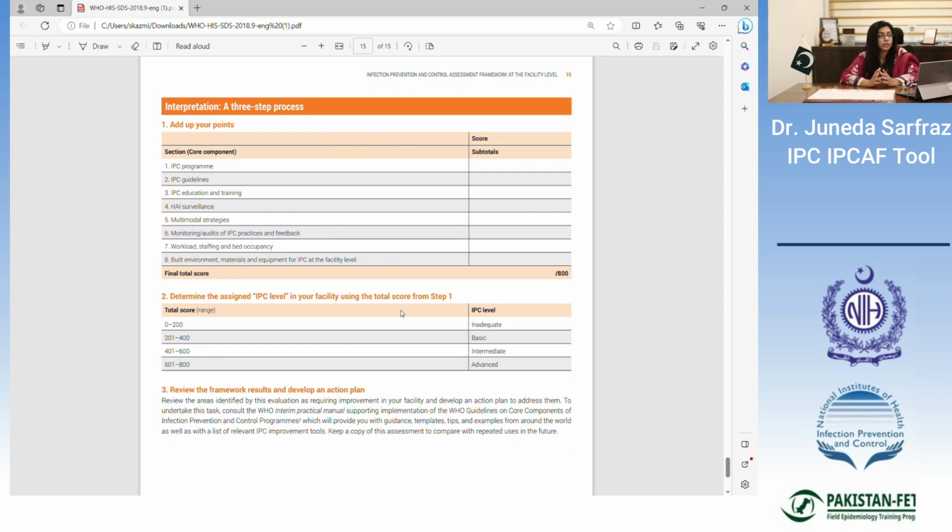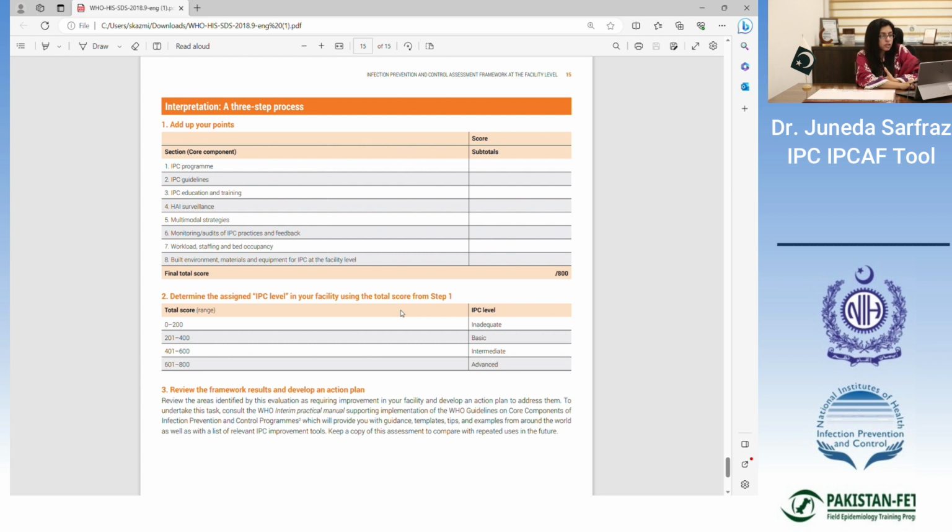You need to go back and fill in this form at your place of posting. So how would you interpret this? Once you have done it, how would you interpret it? It's a 3-step process. The first thing is you add up your points, very easy. For each sub score, there are 8 core components, so you would have 8 scores out of 100, and when you add them up, you would have a score out of 800.